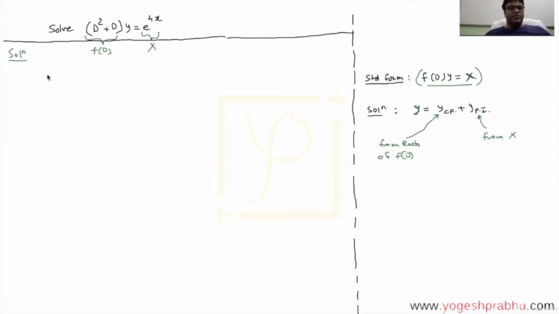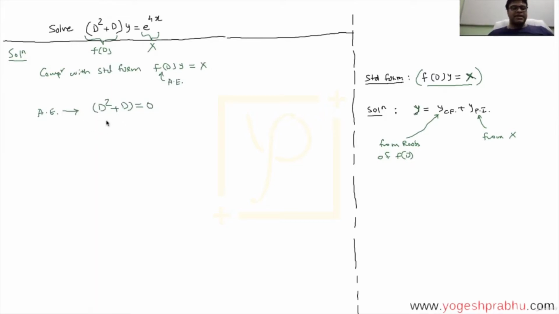We can write down the first statement: comparing with standard form, and the standard form you should write like this in the exam as well. f(D) times y is equal to X. This is the standard form. By the way, this f(D) is also called the auxiliary equation. So the auxiliary equation, AE, in our case is going to be D squared plus D equal to 0.